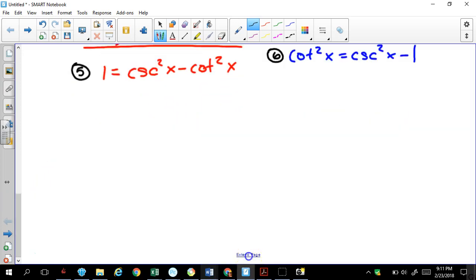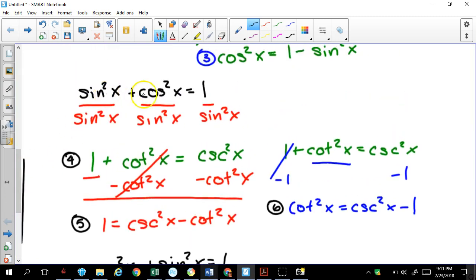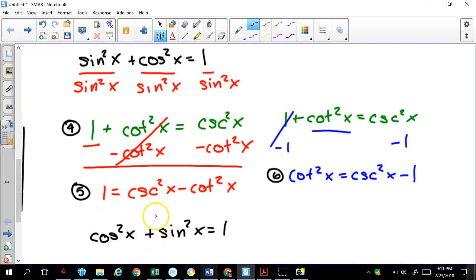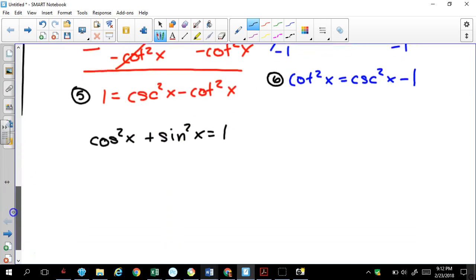All right, so coming back to the original. Actually, let me do it this way, just because it looks better. Do we agree cosine squared x plus sine squared x equals 1 is the exact same thing as sine squared x plus cosine squared x equals 1? Order doesn't really matter when you're adding. 3 plus 4 is the same thing as 4 plus 3. So these are the exact same thing. It's just rearranged. Order matters when you're subtracting.